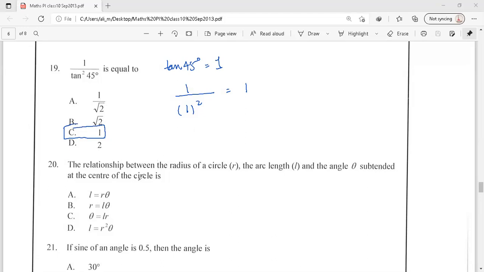In question 20, the relationship between the radius of the circle R, the arc length L, and angle theta. So as we have applied in the previous question, arc length is equal to radius times theta measured in radians. So L equals r theta is the correct answer that we have in option A.